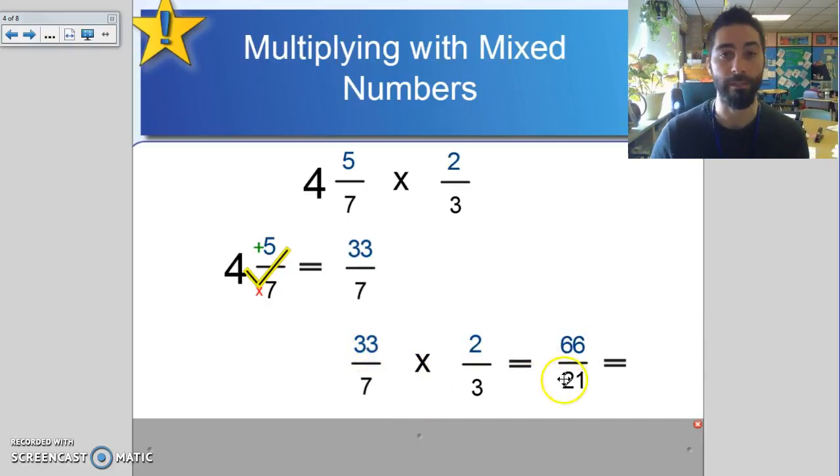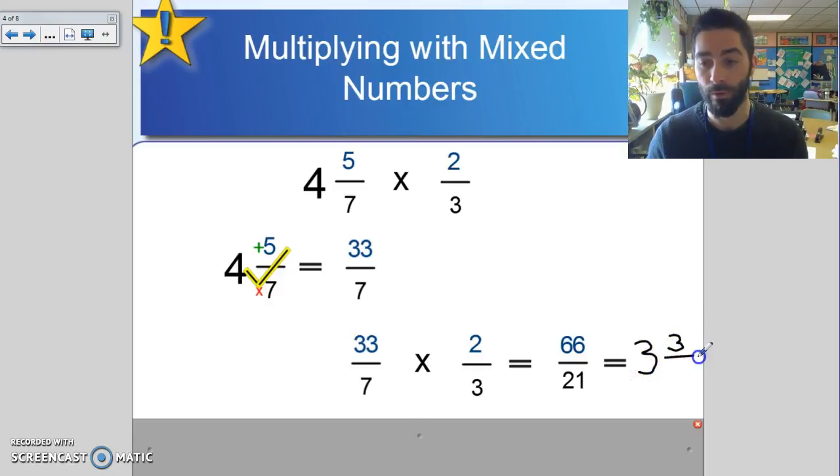So we get 66 over 21, which can be converted into a mixed number. 21 goes into 66 3 times with a remainder of 3 over 21 again, okay? So 3 and 3/21 is our mixed number for 66 over 21. So that's all multiplying fractions.